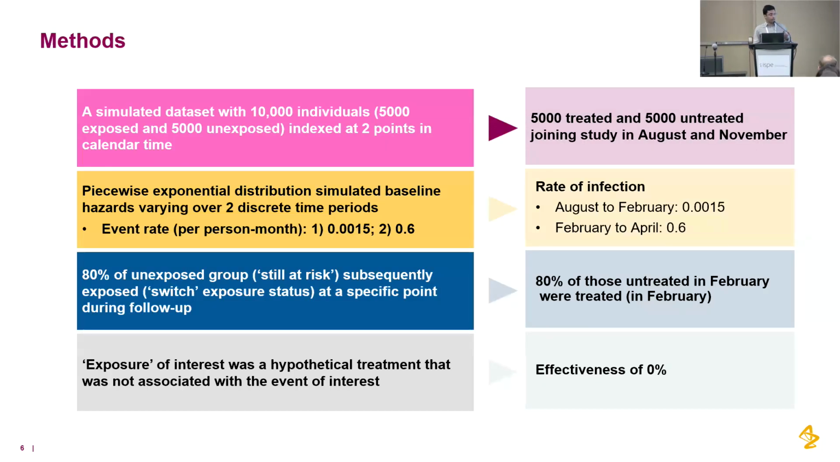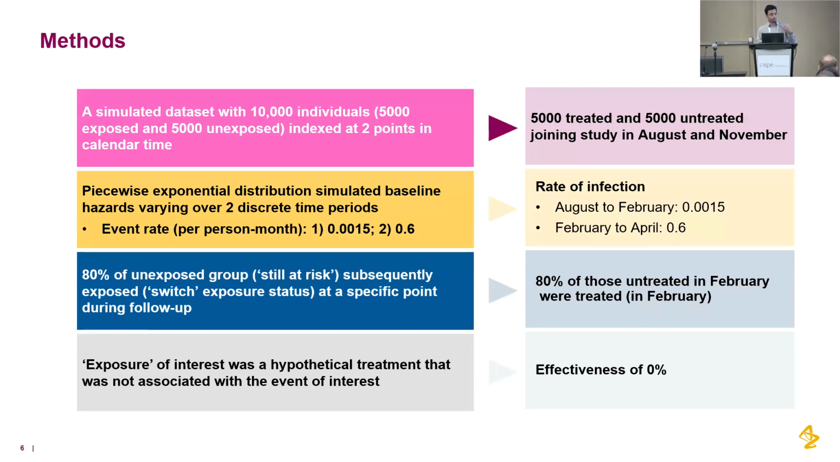So to try and address this, we did a simulation model where we simulated 10,000 individuals, so 5,000 matched pairs matched one-to-one, indexed at 2 points in time. We then sampled survival times from a piecewise exponential distribution to model time-varying baseline hazards over 2 discrete time periods. This again is to mimic a pandemic scenario where your baseline risk of outcome during the first 3 months is probably very different to the next 3 months because a new variant is circulating.